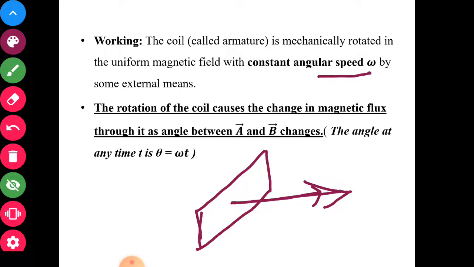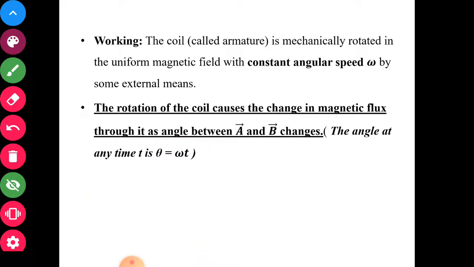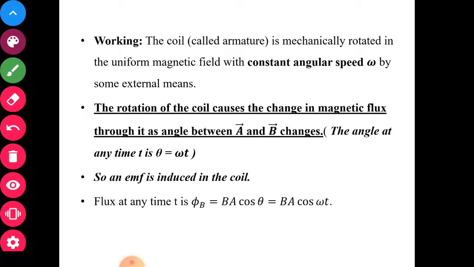Now angular speed is omega. So as you know, angular speed is angular displacement, that is angle subtended theta, upon time. So theta will be omega into t. So at any time t, the angle which is made by this coil with the magnetic field will be omega t. Okay. So EMF is induced in the coil and flux is nothing but BA cos theta. Theta is omega t. So BA cos omega t.